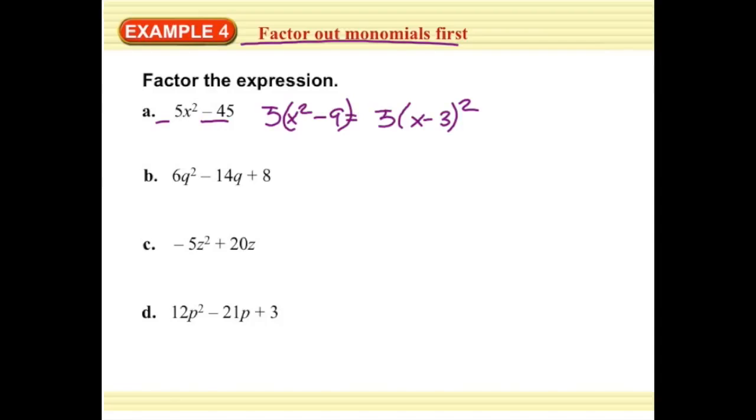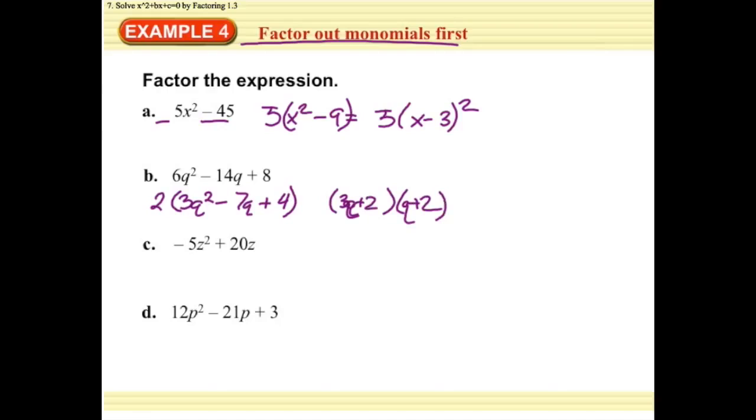I can do the same thing for letter B. I can take out a 2. So 2 times 3q squared minus 7q plus 4. And that number should be much easier to factor. So looking at just the piece in the parentheses, I know I'm going to need a 3q and a q. And then my last term is going to have to be a positive 2. And don't forget your coefficient is 2. And that way you can keep working from there.